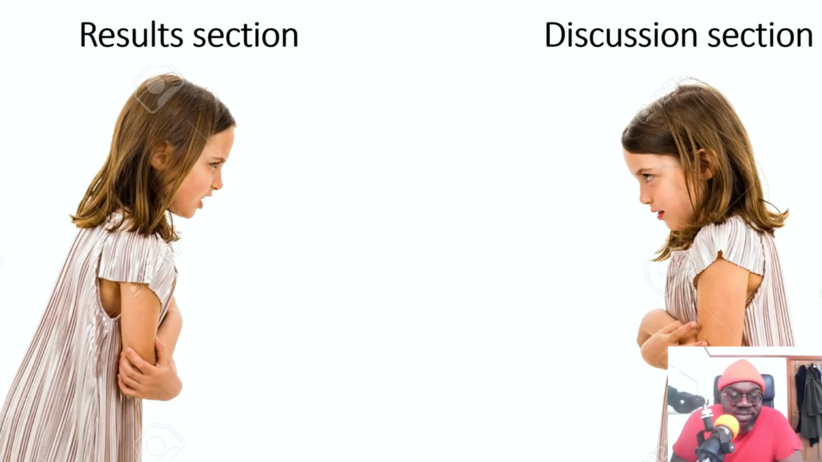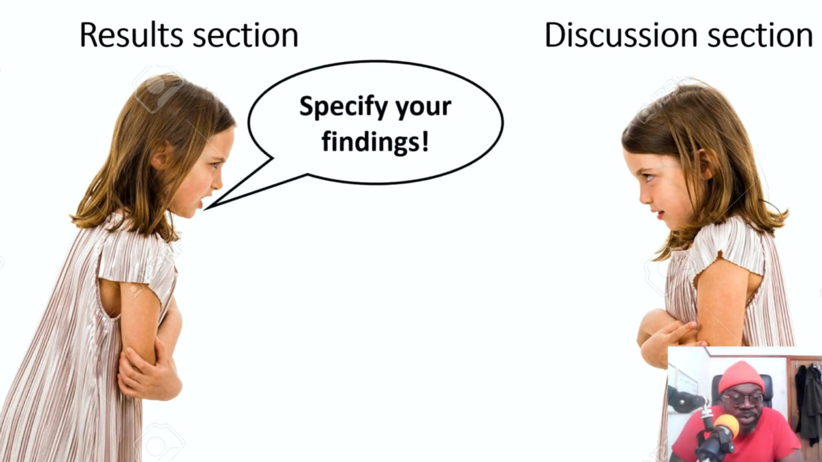So we have discussed describing and uncovering. Your results and discussion chapters are also typified by two other themes, specifying and generalizing. In your results chapter, you need to specify your findings. You need to adopt a specific focus on your data.